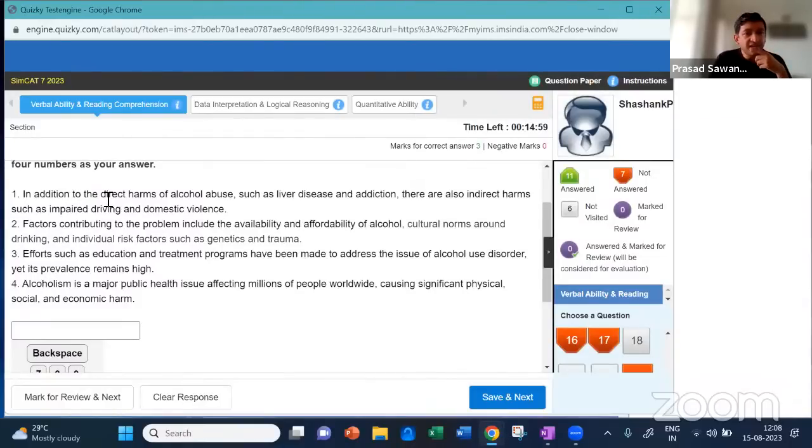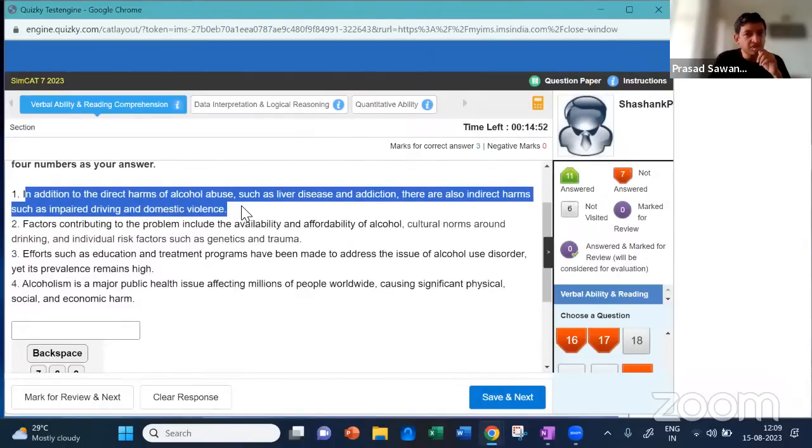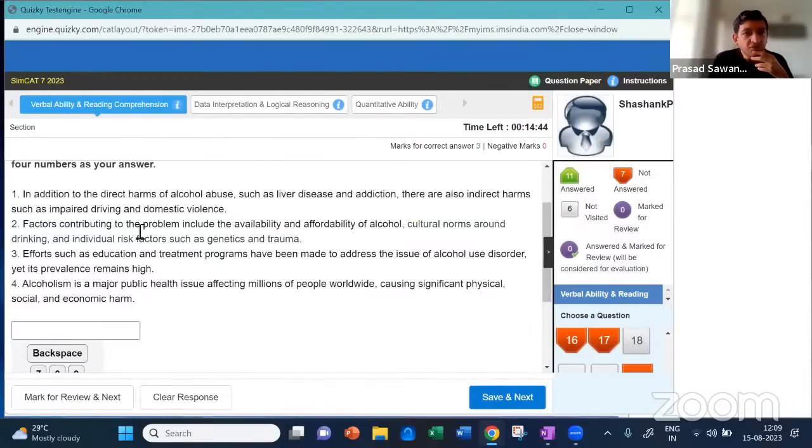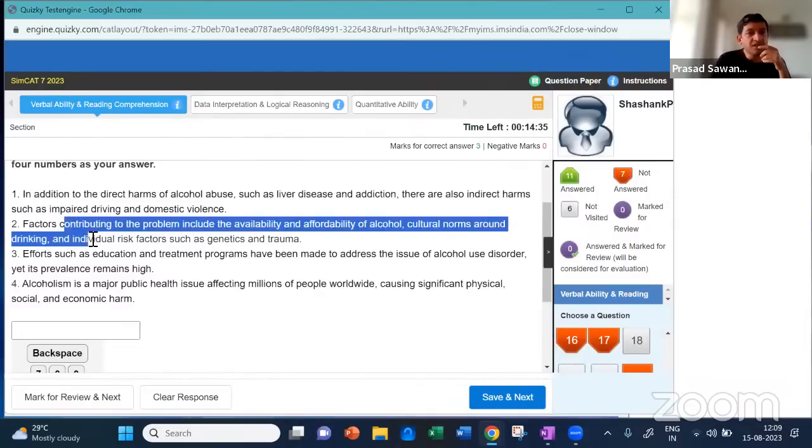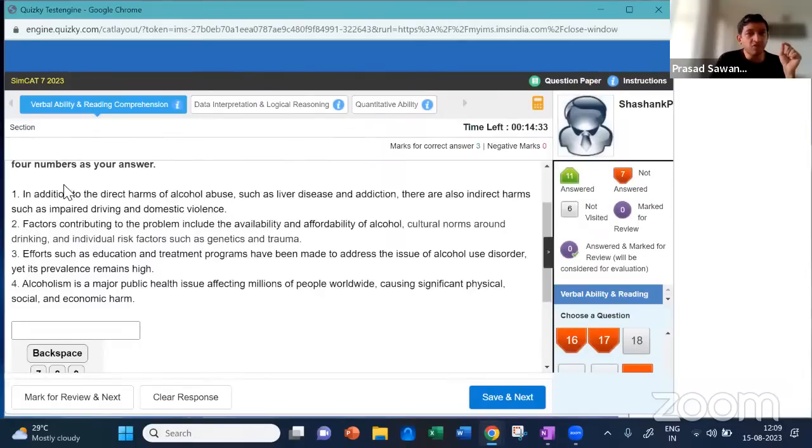Then, in addition to the direct harms of alcohol abuse, such as whatever, there are indirect harms too. Now, indirect harms will include factors contributing to the problem. What problem is this? Okay, we are talking about the problem. So we are not talking about these here. So 2 will not come after 1. 2 can come after 4. So 2 should come after 4. Obviously, everything should come after 4.